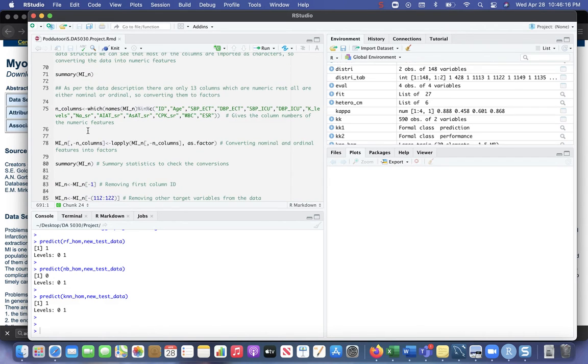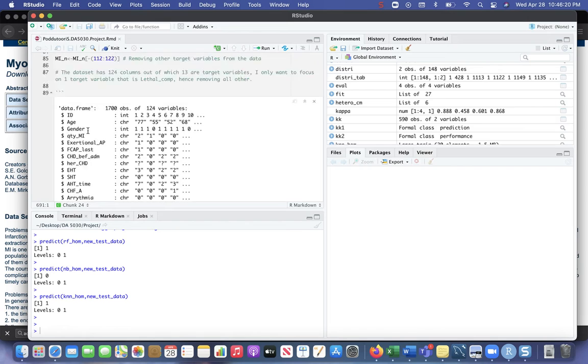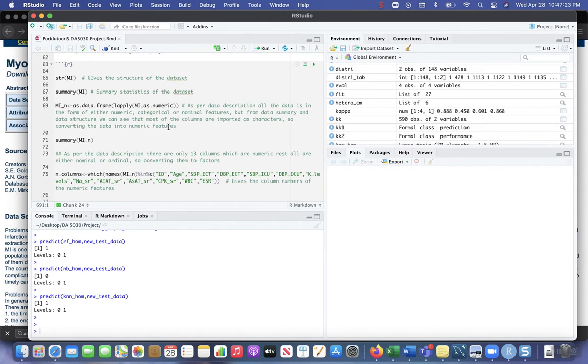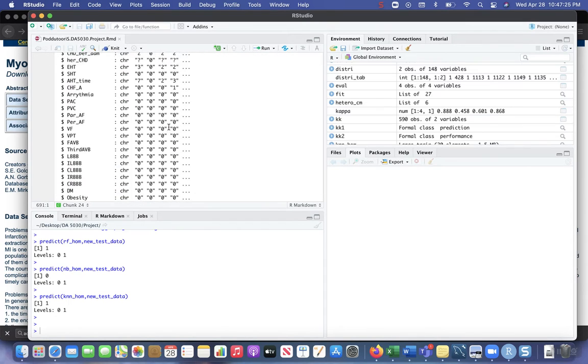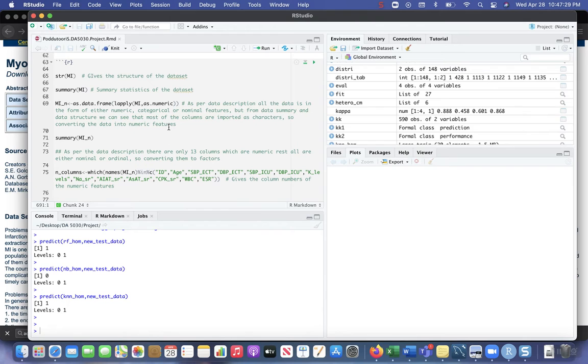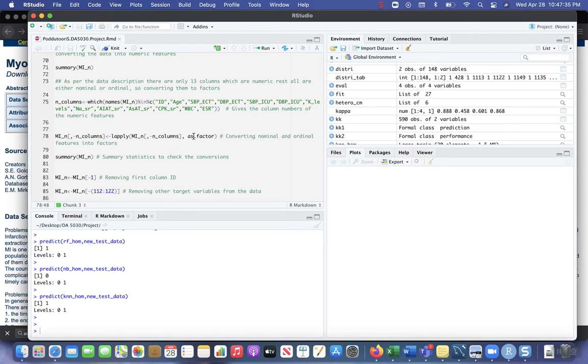Most of the data, as I mentioned, is categorical and ordinal. But when the data is acquired, they're all in character form. So I manually selected the numeric columns and converted them to numeric, and the rest I converted to factors.